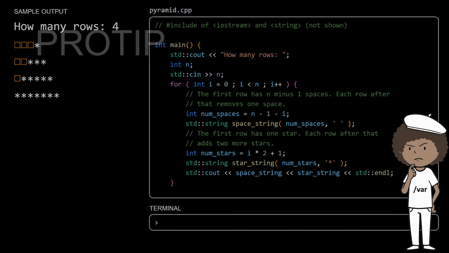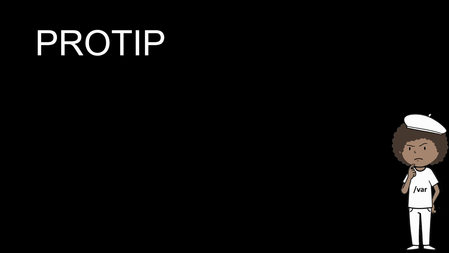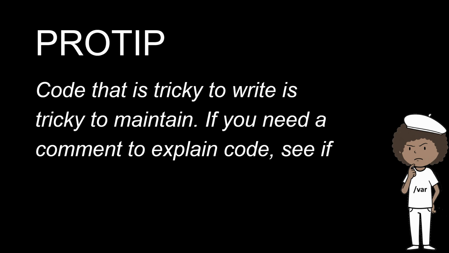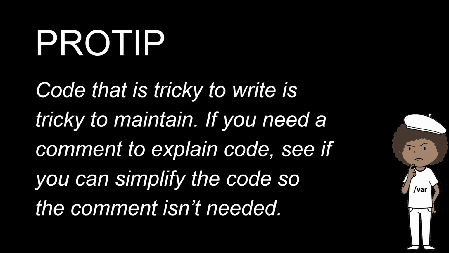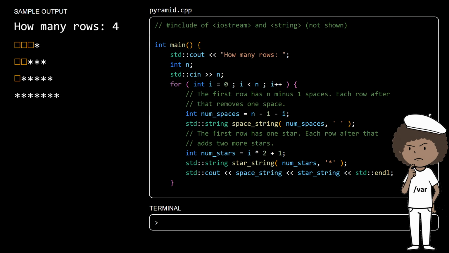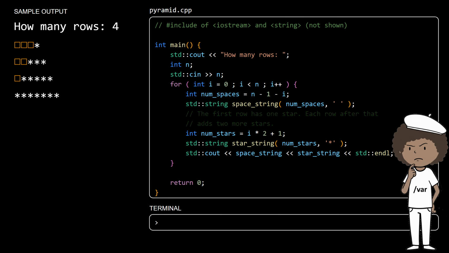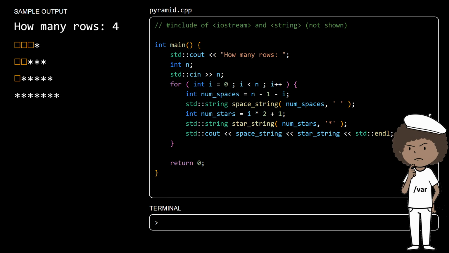In fact, let's capture this as a pro tip. Code that is tricky to write is tricky to maintain, and if you need a comment to explain code, see if you can simplify the code so the comment isn't needed. Let's step back and consider whether we can solve this without these somewhat complicated expressions. Let's stare at the code.